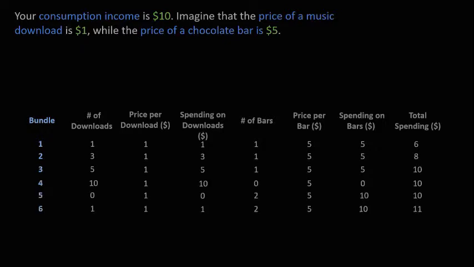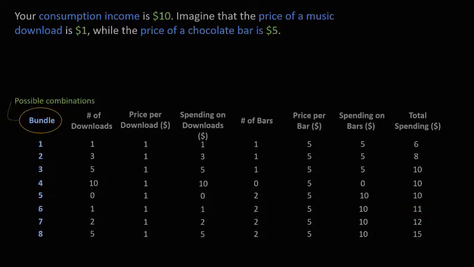Bundle 6 gives us 1 download and 2 chocolate bars. And what we see here then is it's $11. Bundle 7 is 2 downloads and 2 chocolate bars. This is $12. And bundle 8 is 5 downloads and 5 chocolate bars, giving us a total of $15.